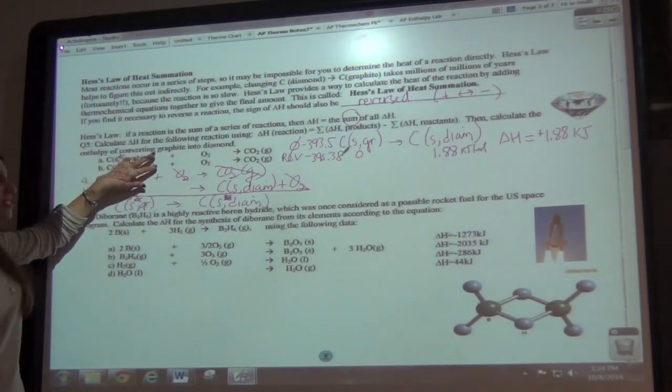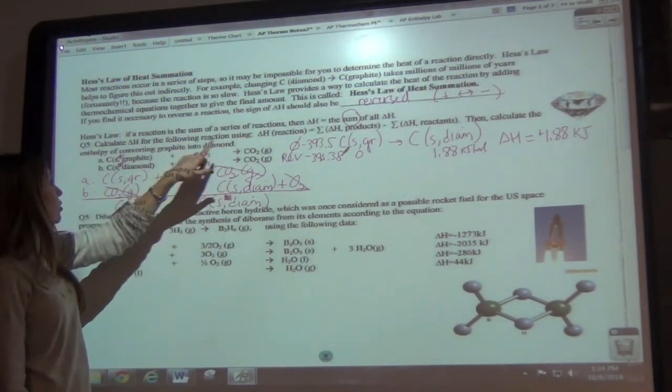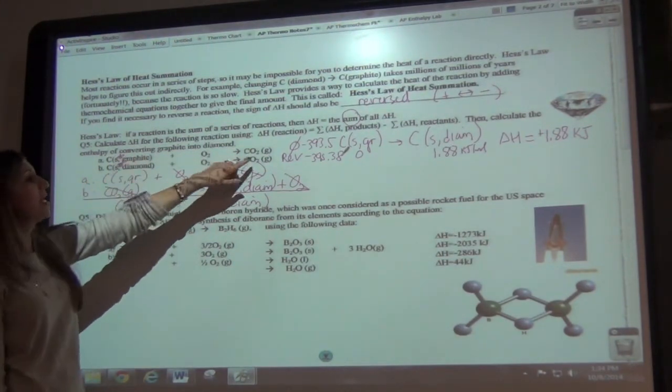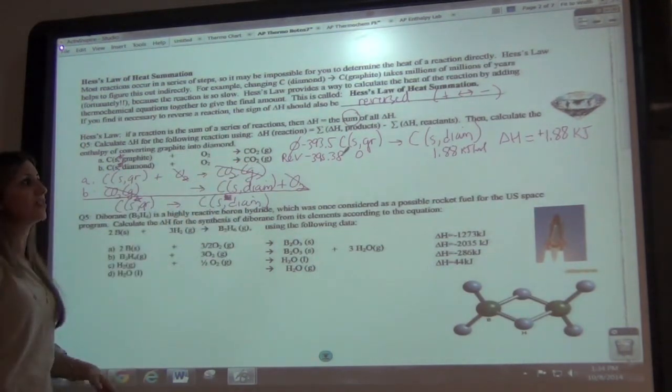You would typically be given these values. Sometimes you have to do the calculation for it. So we would have done CO2 minus carbon graphite and CO2 minus carbon diamond to figure that out, but it could be given to you either way.